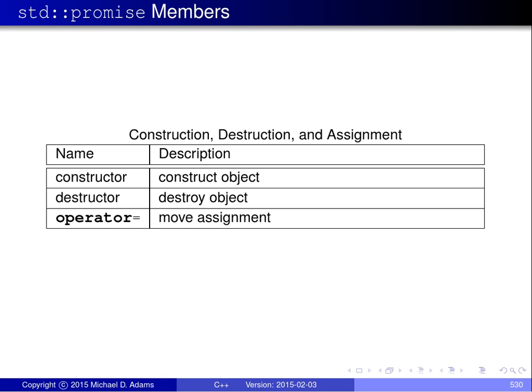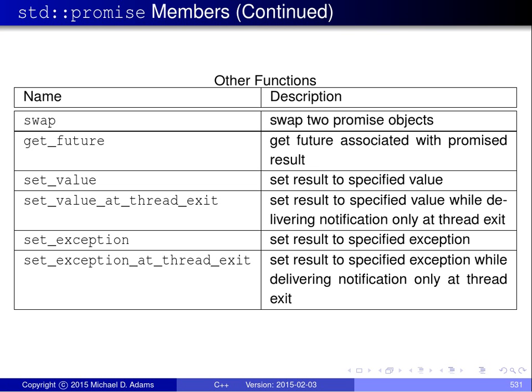On this slide and the next, we have a summary of the members for the promise class. On the first of these two slides, which deals with construction, destruction, and assignment, there's not really too much to be said, except just a reminder that objects of type promise are movable but not copyable. So there's a move constructor and move assignment operator, but there's no copy constructor or copy assignment operator for this class.